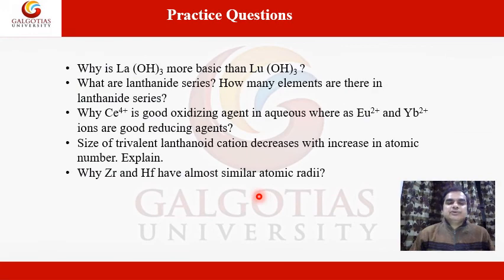These are some of the practice questions that can be solved on the basis of the present video. Like, why is lanthanum hydroxide more basic than lutetium hydroxide? What is the lanthanide series? How many elements are there in the lanthanide series? Why is cerium 4 plus a good oxidant in aqueous solution, whereas europium 2 plus and ytterbium 2 plus ions are good reducing agents? Size of trivalent lanthanide cations decreases with the increase in atomic number. Explain why zirconium and hafnium have almost similar atomic radii. So these are some of the practice questions that can be solved from the present video.